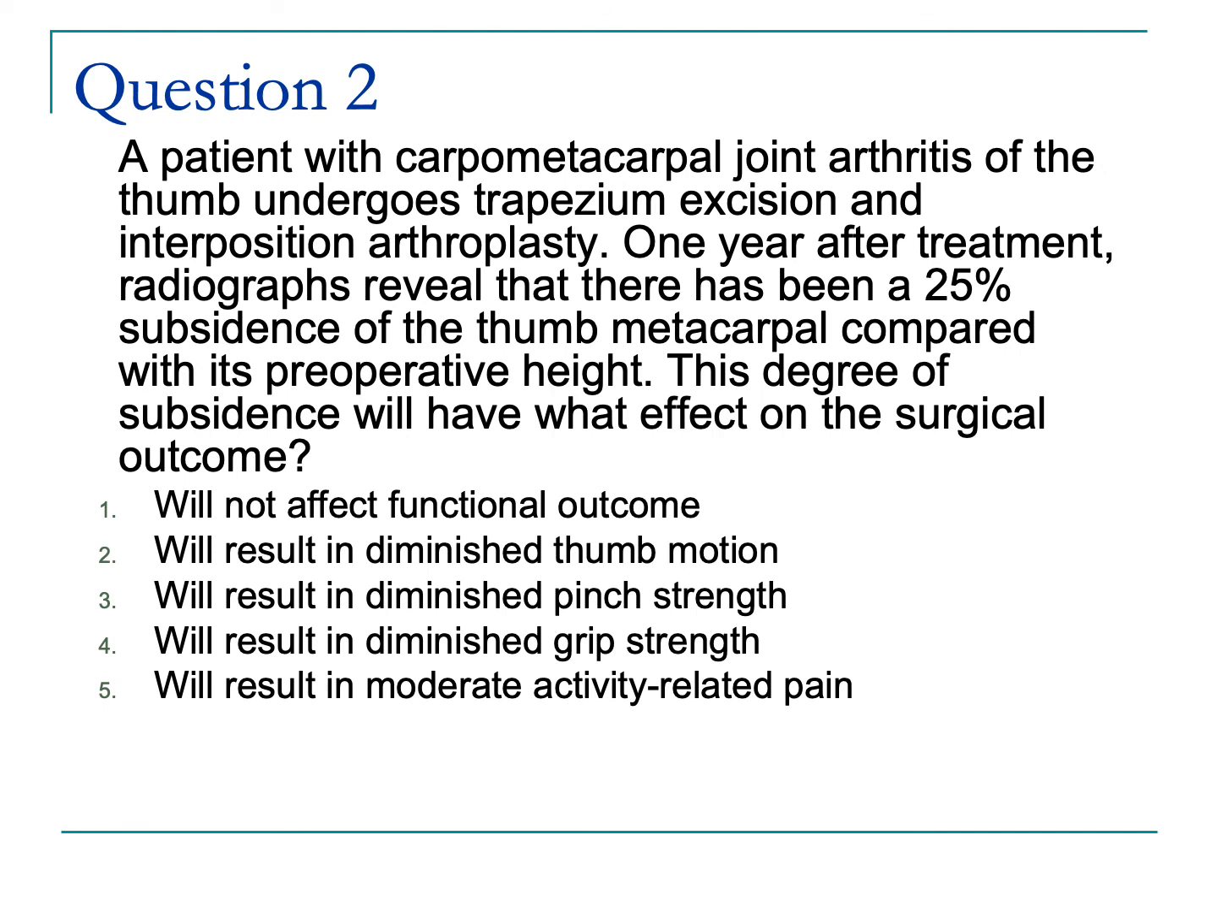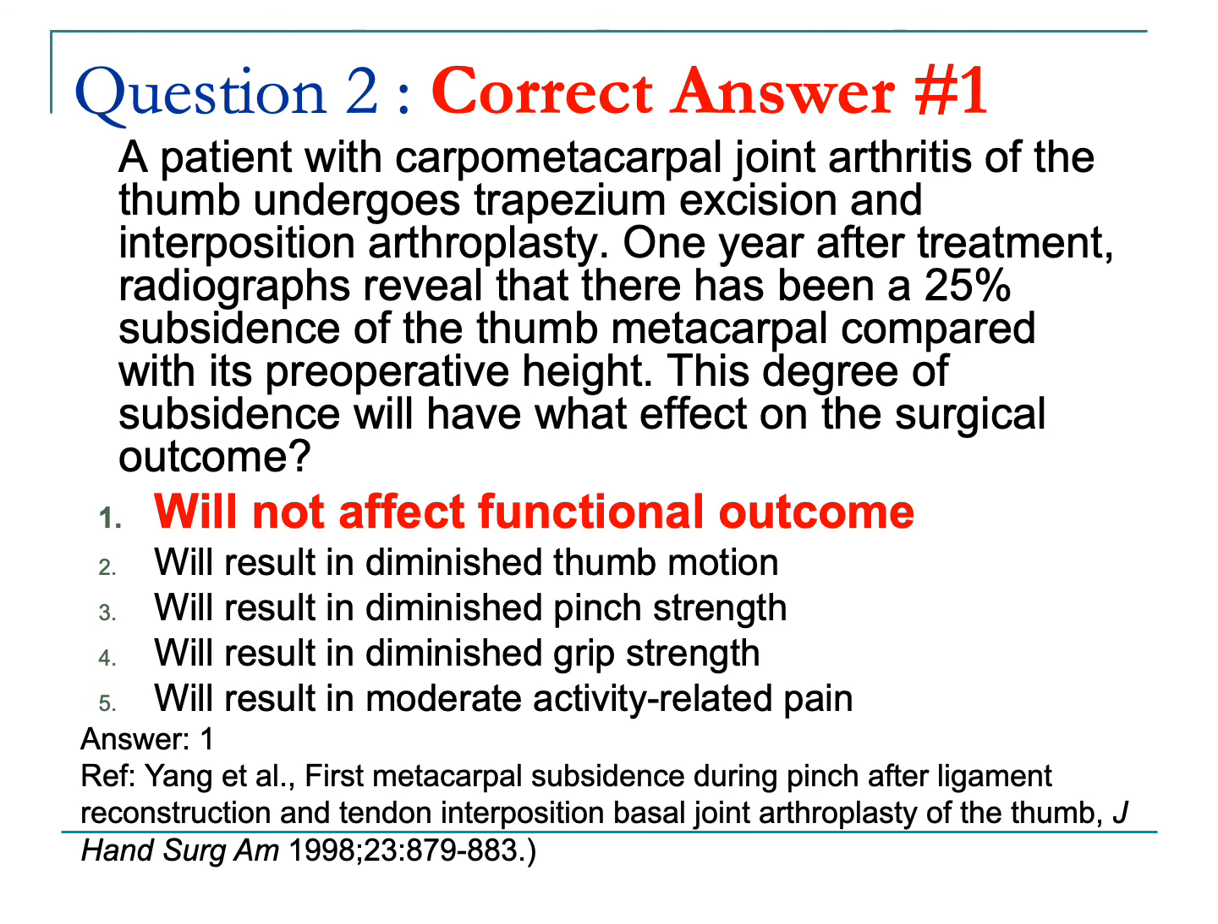So here's the second question, and this relates to a patient who has undergone previous surgery for basal joint arthritis, in which there has been some subsidence of the metacarpal after the trapeziectomy. And the question here is as to whether or not this degree of subsidence will have any effect on the patient's outcome. And the answer is it does not.